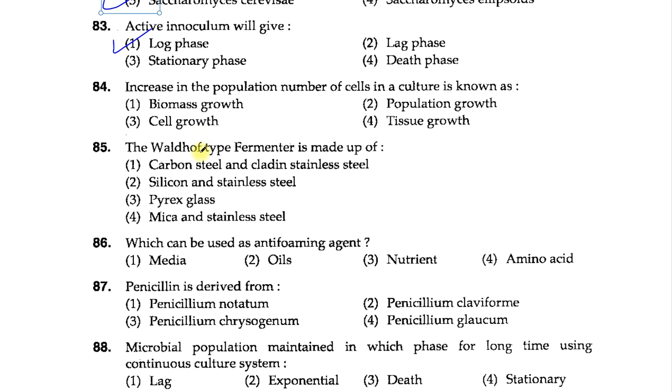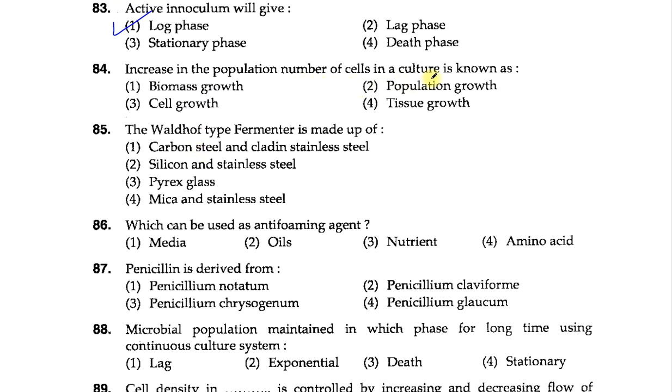Question number 84. Increase in population number of cells in a culture is known as 1. Biomass growth, 2. Population growth, 3. Cell growth, 4. Tissue growth. Option 2, population growth, is the correct one.